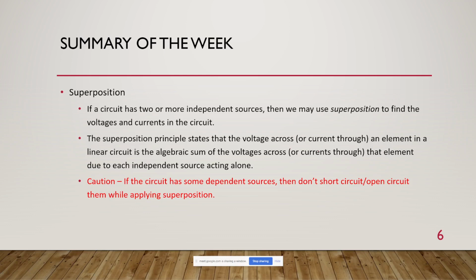Okay, then we also talked about superposition. Superposition is helpful whenever a circuit has two or more independent sources. In that case, you can apply the superposition theorem to find the voltage and current in the circuit. It says that the voltage across or current through an element in a linear circuit is an algebraic sum of the voltages across or current through that element due to each independent source acting alone. So this was anyway covered in the week. Any doubt here in this statement?